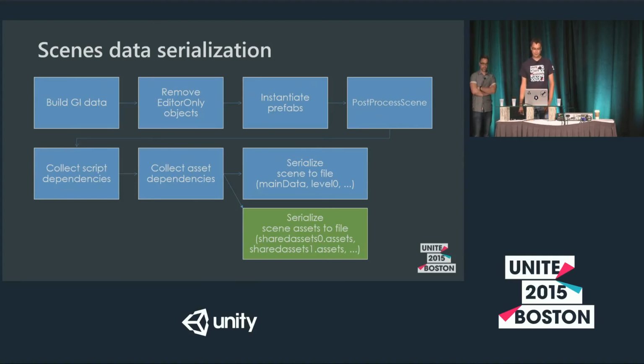And we don't write data we don't use in scenes. We write only assets which are actually referenced. So, for example, if in your component you reference a sub-asset, we save only the data which is actually used.